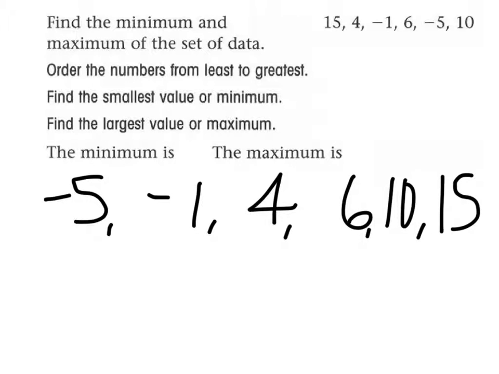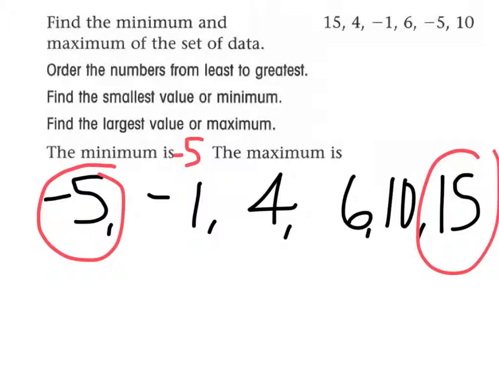Great. Next, we're going to need to find the smallest value, or the minimum, and I can see that's going to be the one on the left, and so that's going to be this one right here, negative 5. So the minimum is negative 5. The maximum is going to be on this end. It's the biggest number, the greatest number, and this, of course, is going to be 15. So I'm going to write 15, and that is our answer, negative 5 and 15.